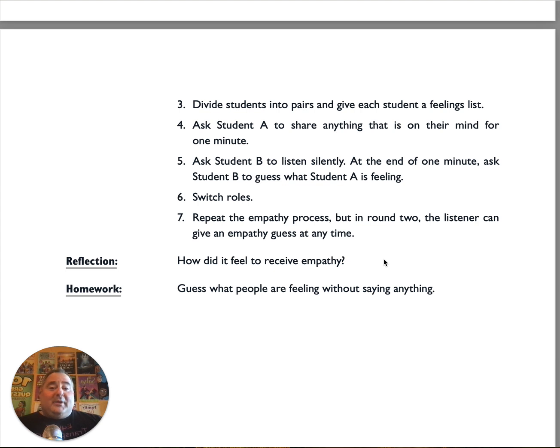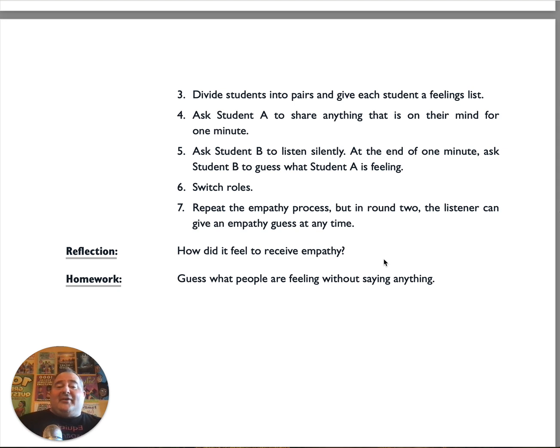And then ask student B to listen silently. At the end of 1 minute, ask student B to guess, hey, what are you feeling? Give that empathy guess. And emphasize, are you feeling blank? And make sure it's a question. Okay. Then switch roles. Repeat the empathy process. But in round 2, the listener can give an empathy guess at any time. I'm sorry. The first time you do that, you're just being silent and wondering. And then you try the second time and give a guess.